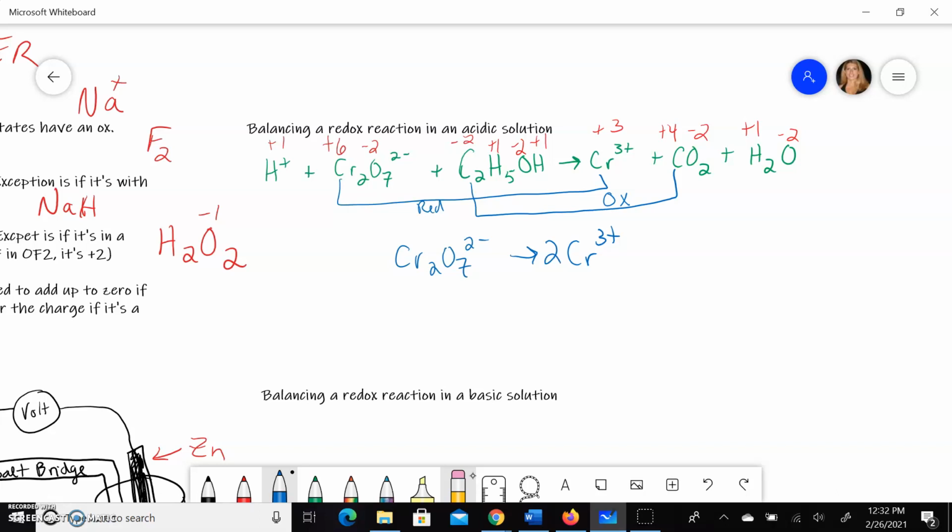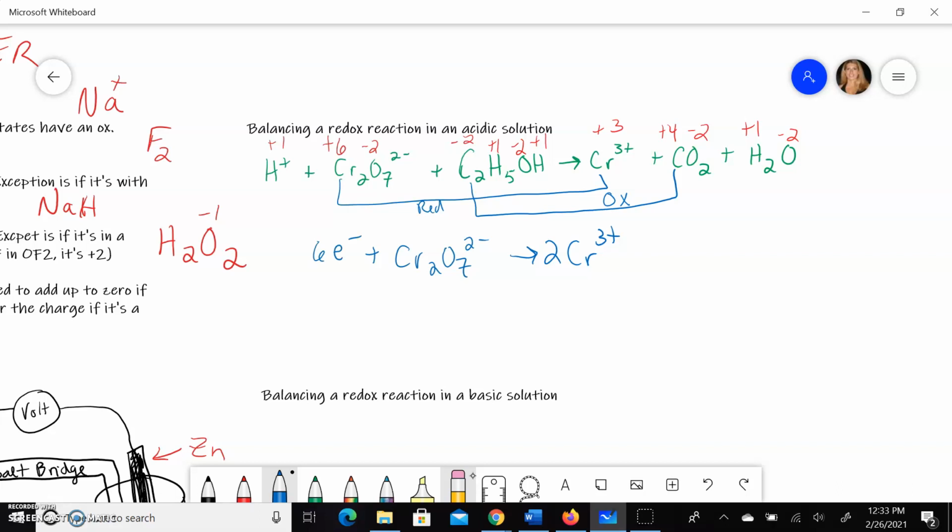Then you need to do the difference in charge times the number of atoms to figure out how many electrons you have. So the difference in charge here, +6 to +3, is a difference of 3, and we have 2 atoms, so we're dealing with 6 electrons. And you're going to put it on the side with the higher charge because electrons always bring the charge down.